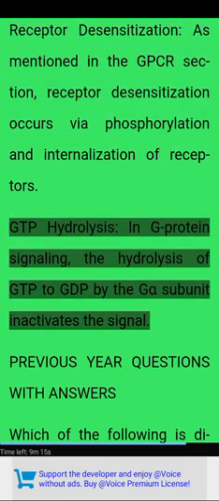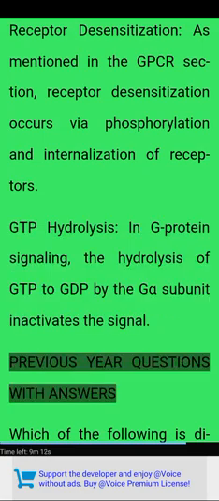GTP hydrolysis. In G protein signaling, the hydrolysis of GTP to GDP by the G alpha subunit activates the signal. Previous year questions with answers.